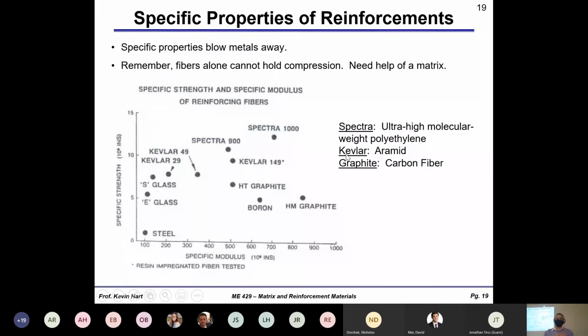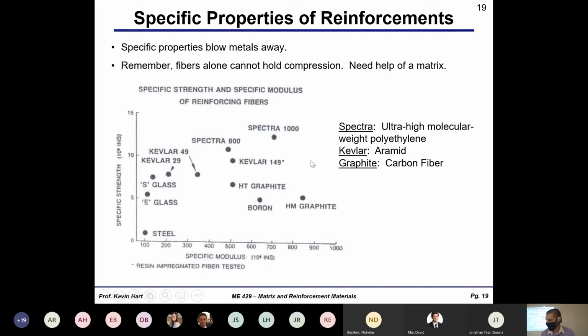All right. This is more of your Ashby style plot that looks at the specific properties, meaning the properties that have been normalized by mass. So we have specific strength on the Y and specific modulus or stiffness on the X. And again, the further up and to the right you can go, generally the better material that you can make in terms of specific properties, right? Strength and stiffness to weight ratios.